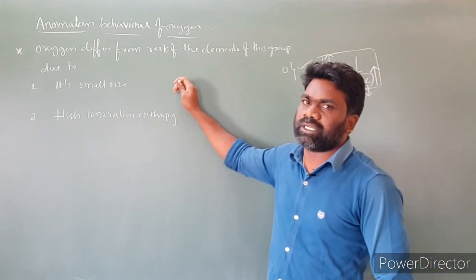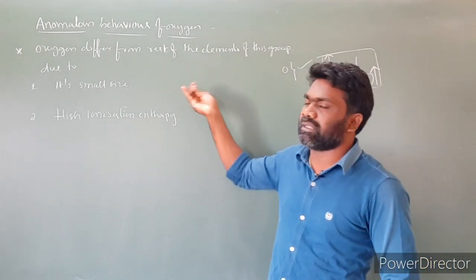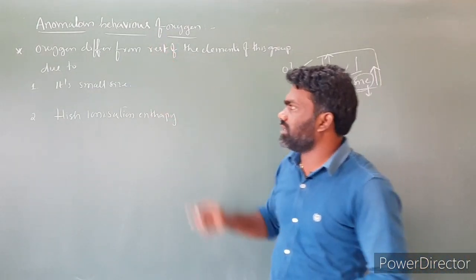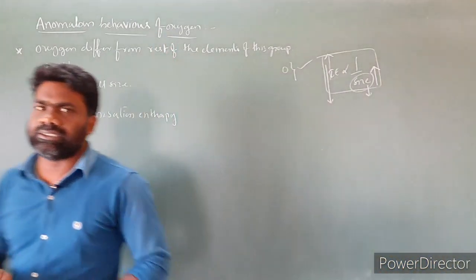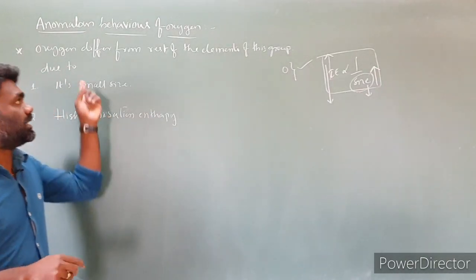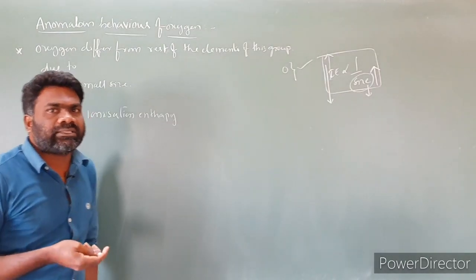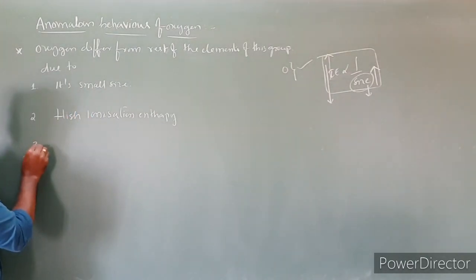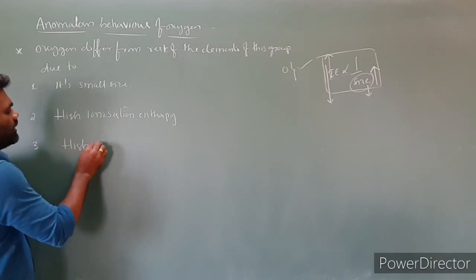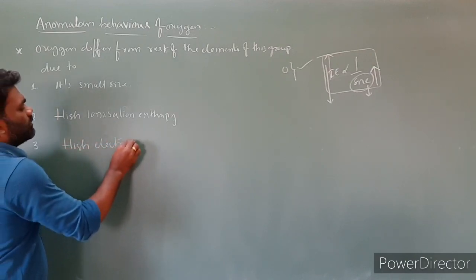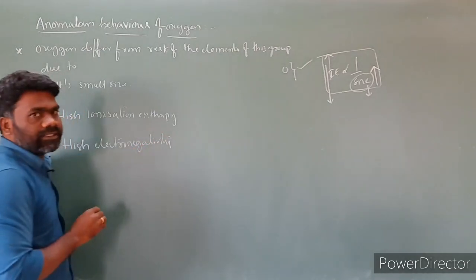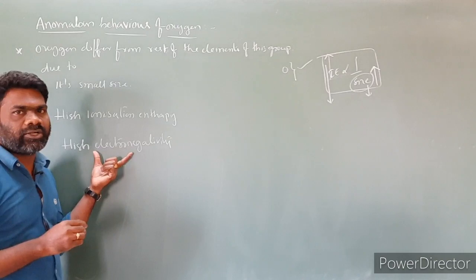The difference in the properties of oxygen when compared to the remaining elements, we're learning in the form of anomalous behavior. Another reason for the anomalous behavior of oxygen is its high ionization enthalpy. Because of high ionization enthalpy, it shows anomalous behavior when compared to the rest of the elements. Next, the third one is high electronegativity. This is another reason why it shows the anomalous behavior.